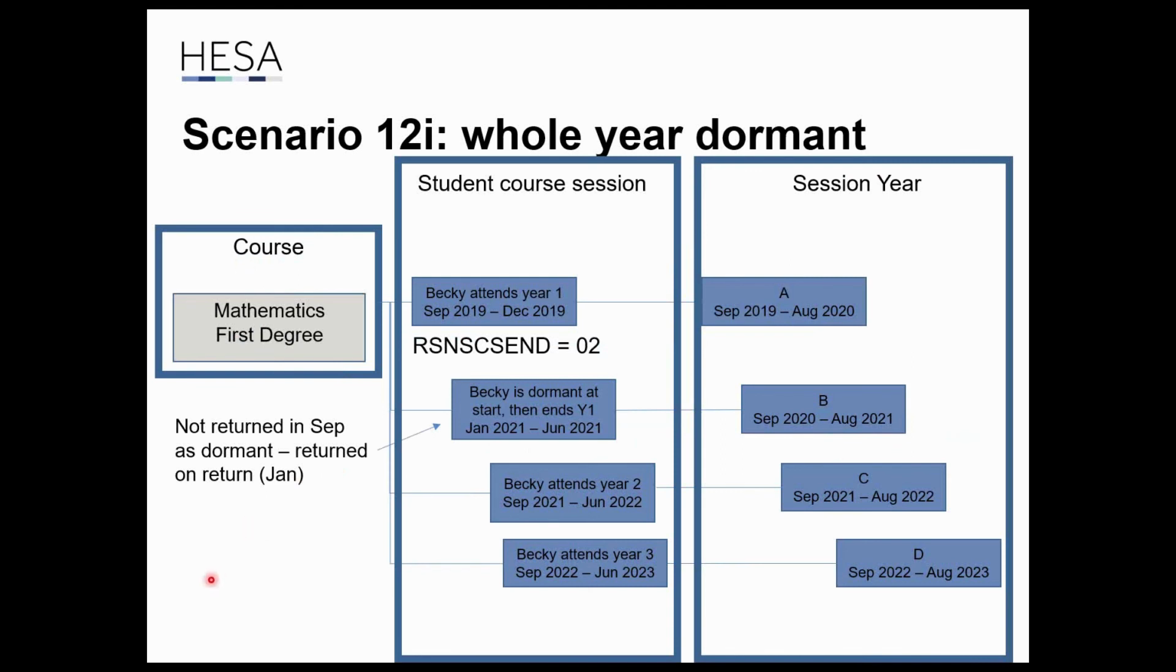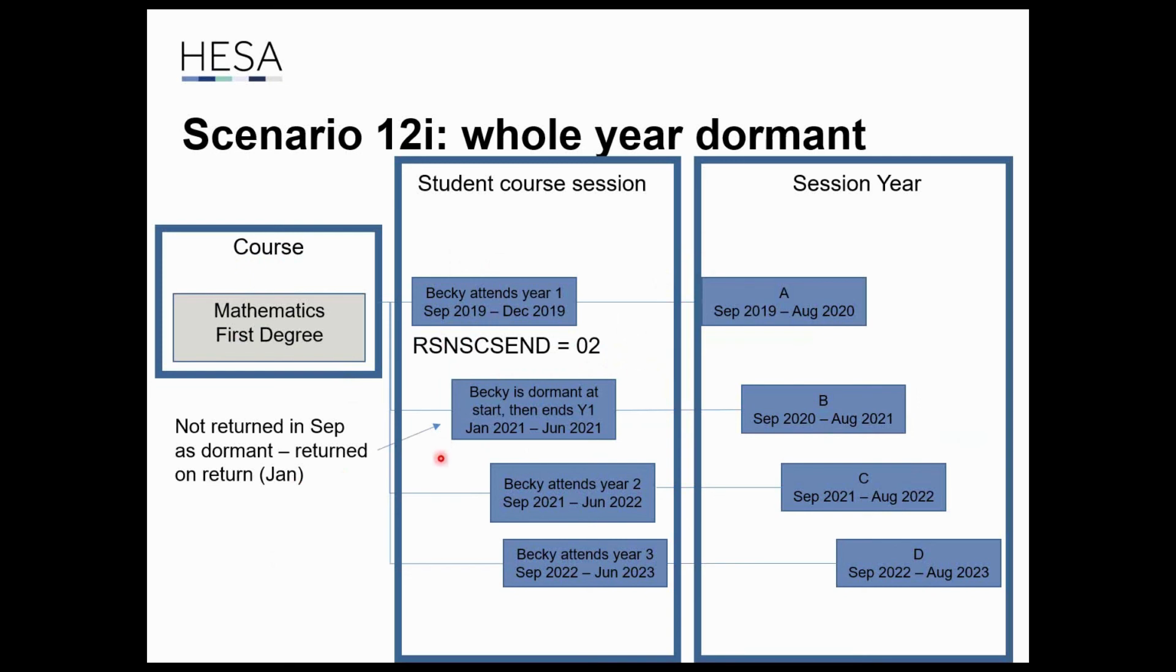So looking at what that actually looks like. Again, she starts off in September, is attached to the relevant session year. And then in the middle of that, in December, it tells us that she has stopped. So reason student course session ending 02 is interrupted. So that tells us she's stopped studying.